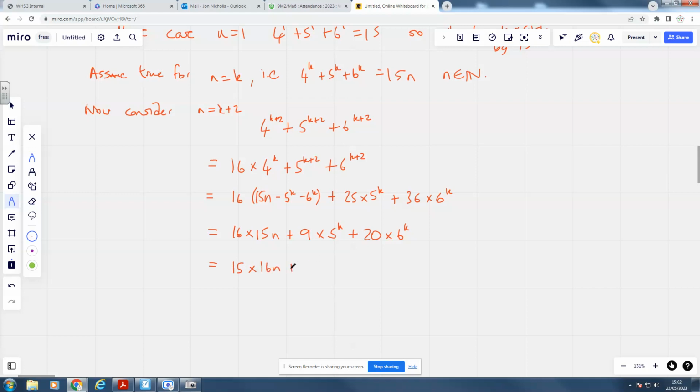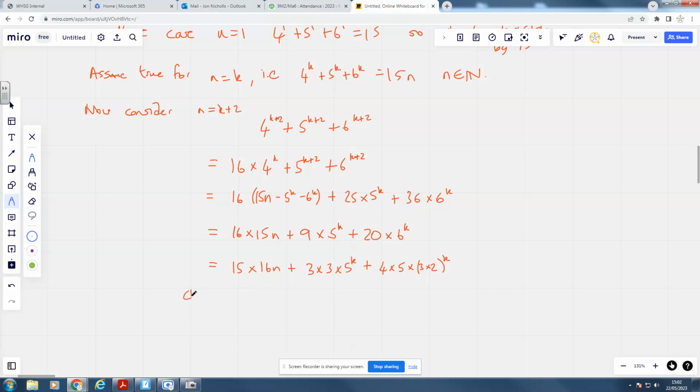This is clearly a multiple of 15. Let's just write it the other way around to show it. If I wrote this as 3 times 5 to the k, can you see you've definitely got a 3 times 5 in there? So that's definitely divisible by 15. Similarly for this one, if I write it as 4 times 5 times 3 times 2 to the power of k, can you see we're going to have a 5 times 3 in there somewhere? And so that's definitely divisible by 15.